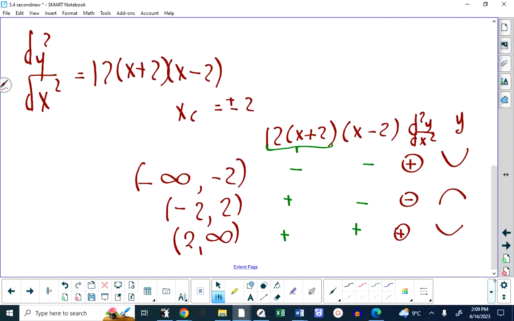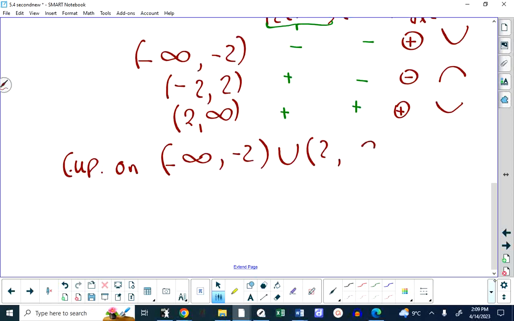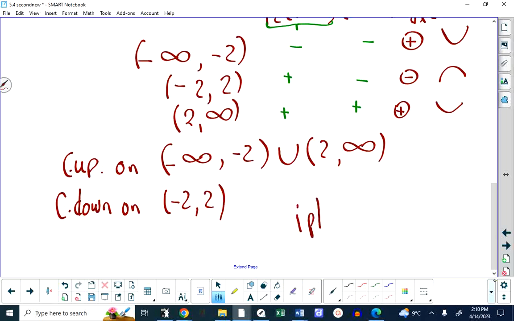So in answer to the question, this function would be concave up on negative infinity, comma, negative 2, in union with, or as well as, 2 to infinity, and it's concave down on negative 2 comma 2, and we have inflection points at negative 2 comma something and at positive 2 comma something.